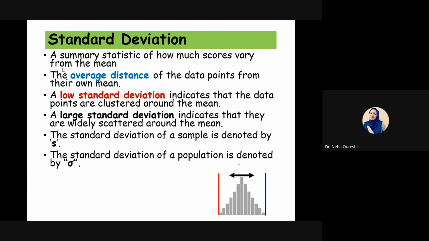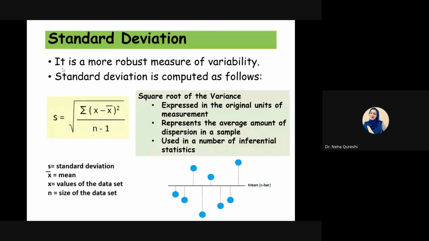So a low standard deviation indicates that the data points are clustering around the mean, and a higher or larger standard deviation means that they are scattered widely, but we do not want that. So what is most desired here is a low standard deviation. That means your other observations in the sample are more or less clinging to the mean, which is a good sign for us. And of course, for the population standard deviation, we denote it with sigma, and the sample standard deviation, we denote it with the small s. And this is the formula that we use for getting the standard deviation. And of course, it is a more robust measure of variability.